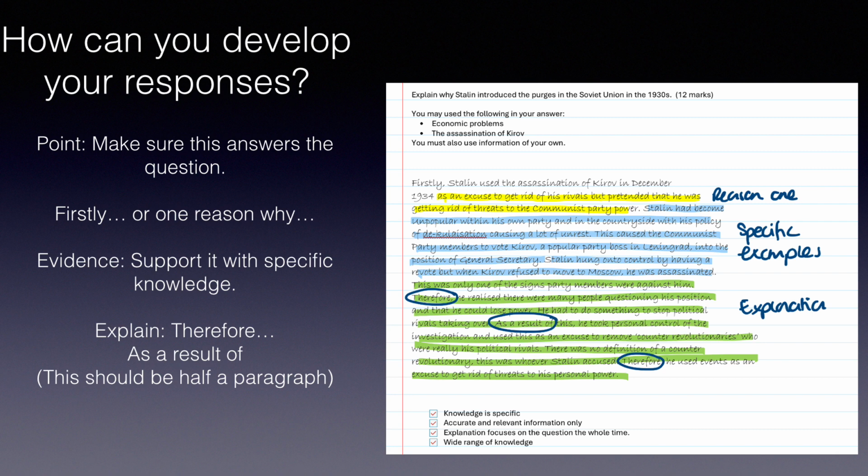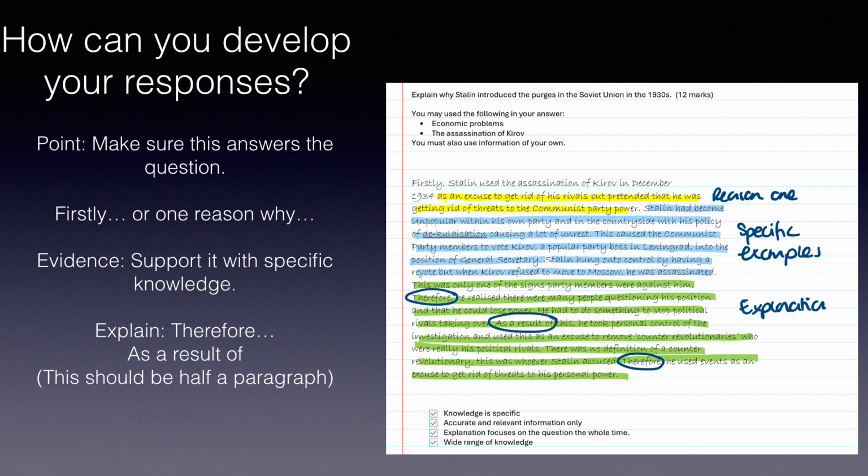So the point is, firstly, Stalin used the assassination of Kirov in December 1934 as an excuse to get rid of his rivals, but pretended he wanted to get rid of threats to the Communist Party power. So I'm linking it with the assassination of Kirov, which is the bullet point, but I'm also linking it with a bigger picture as he's actually using it as an excuse to get rid of his rivals. Then I've taken the specific example.